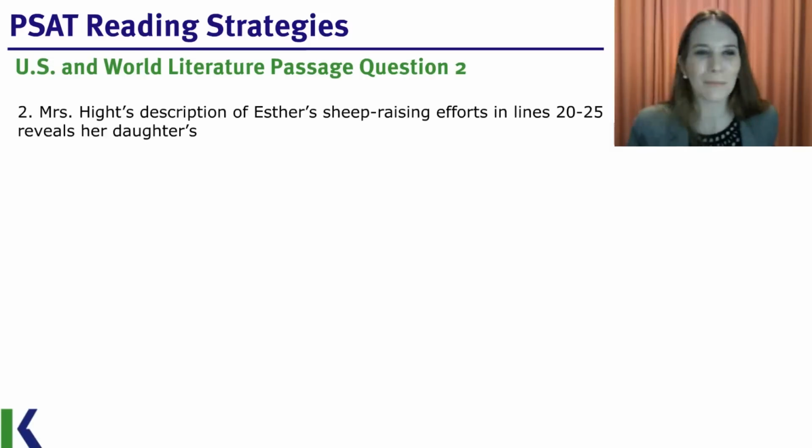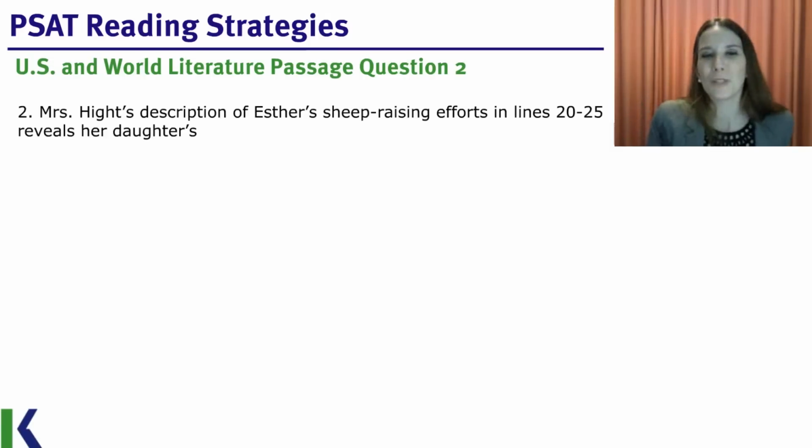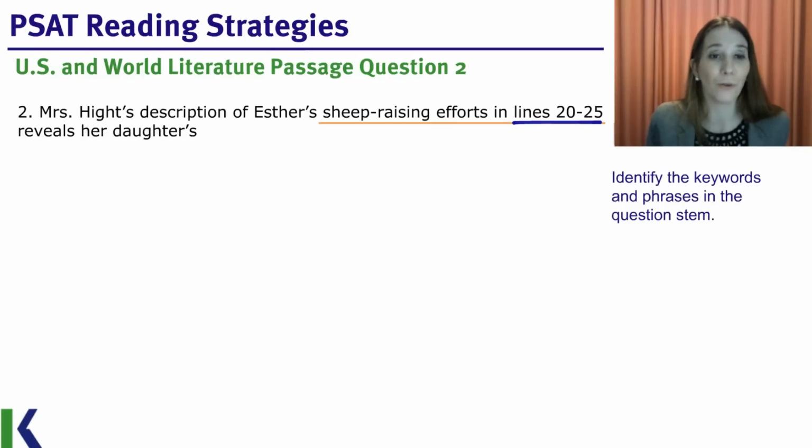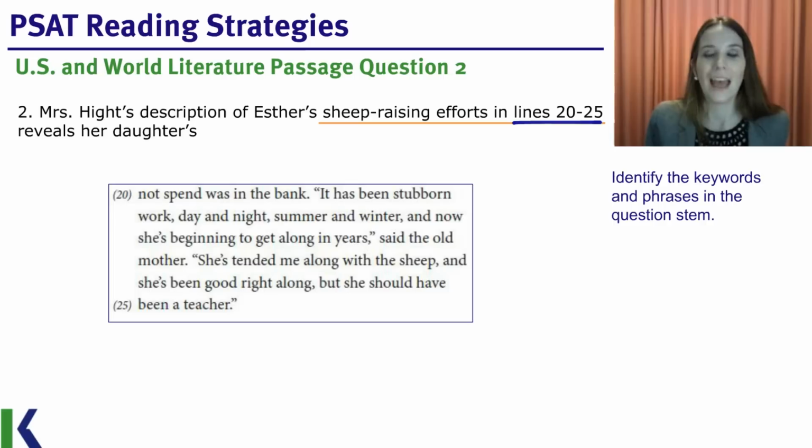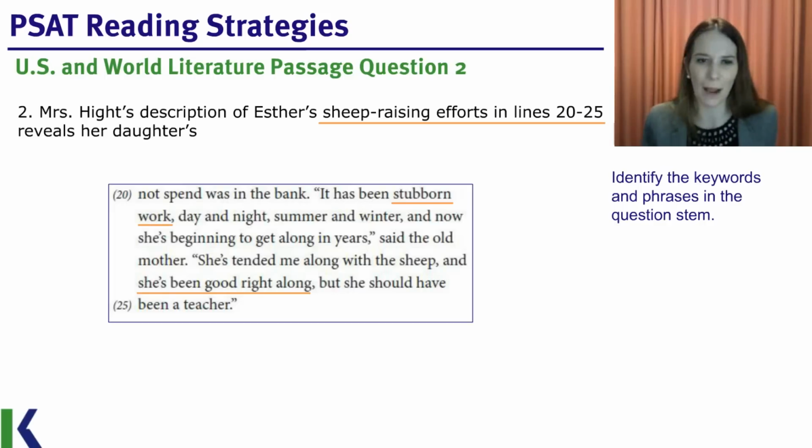Let's take a look at question number 2. Mrs. Height's description of Esther's sheep-raising efforts in lines 20 to 25. Well, this is fantastic. We have a line reference, so we're actually going to go back to that reference. There it is. And let's focus on the language that you have. Some of the work here, we know that it was stubborn work, right? That she tended me right along. This is already in our passage map.